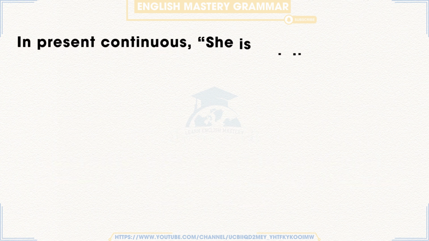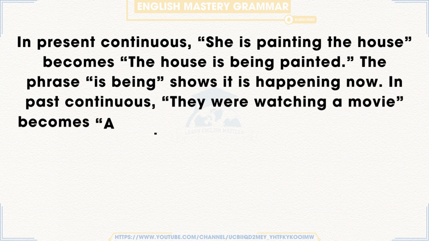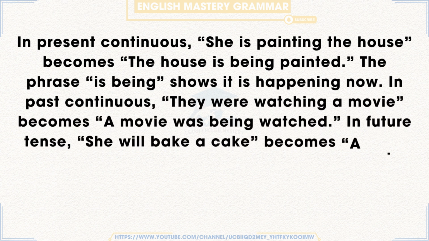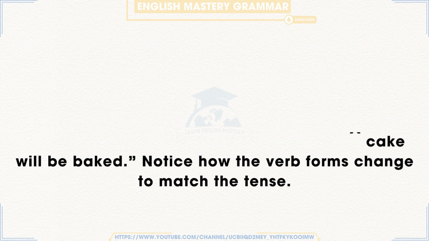In present continuous, she is painting the house becomes the house is being painted. The phrase is being shows it is happening now. In past continuous, they were watching a movie becomes a movie was being watched. In future tense, she will bake a cake becomes a cake will be baked. Notice how the verb forms change to match the tense.